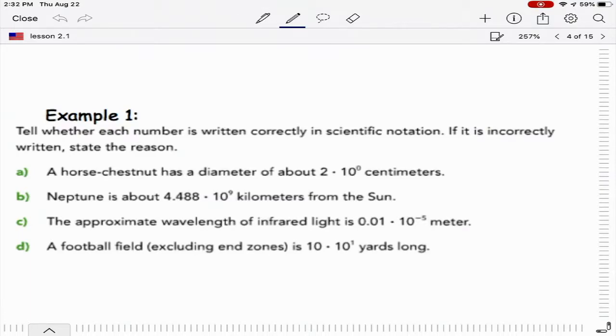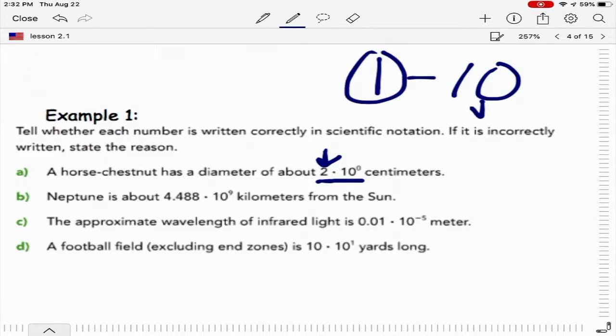So a horse chestnut has a diameter of about 2 times 10 to the 0 power centimeters. All they want to know is, is this written correctly in scientific notation? Well, first thing is my A, which in this case is 2. Is it between 1 and 10? Once again, it can equal 1, but it has to be slightly under 10. Isn't 2 definitely between those two numbers? So the A is good.